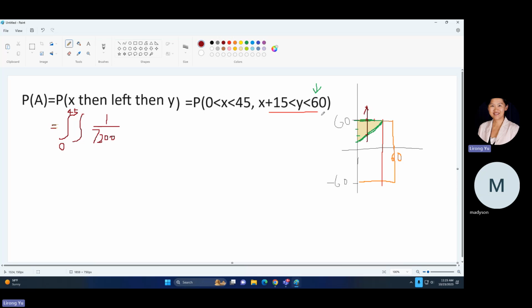1/77200. And this is going to be this integration limit. The upper limit is 60. Lower limit is x plus 15. Right, and then you have dy dx.